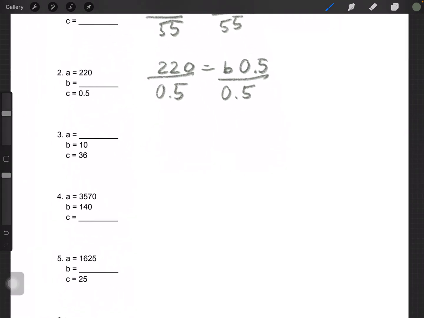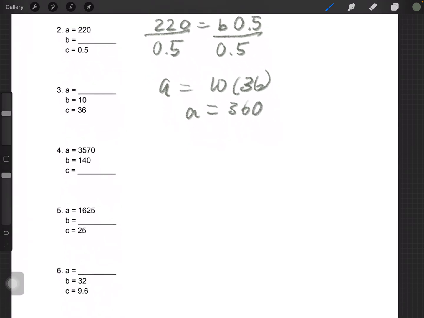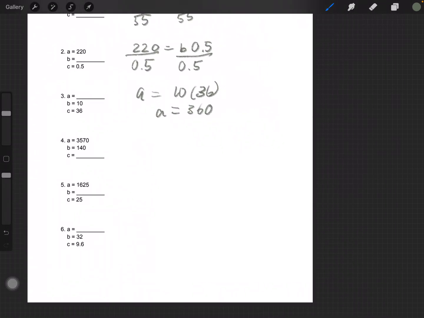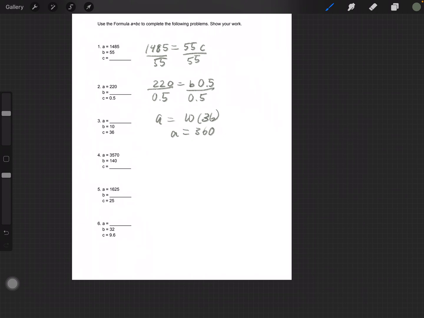And this one you have a is equal to b times c. And this one you can easily solve as 360. And do the same for the rest of them, and you'll be done for today.